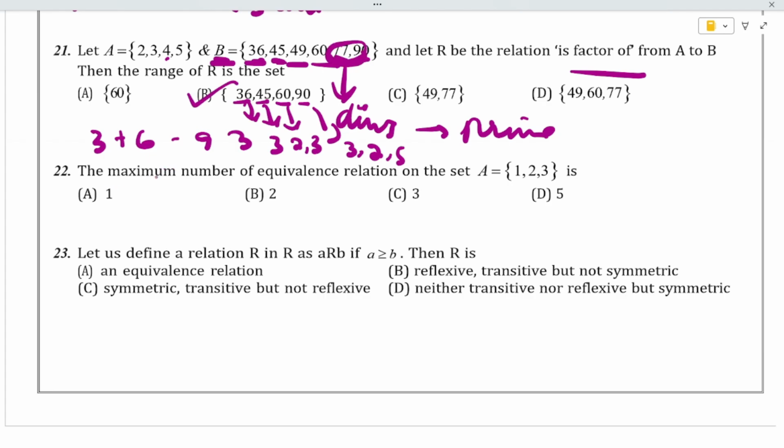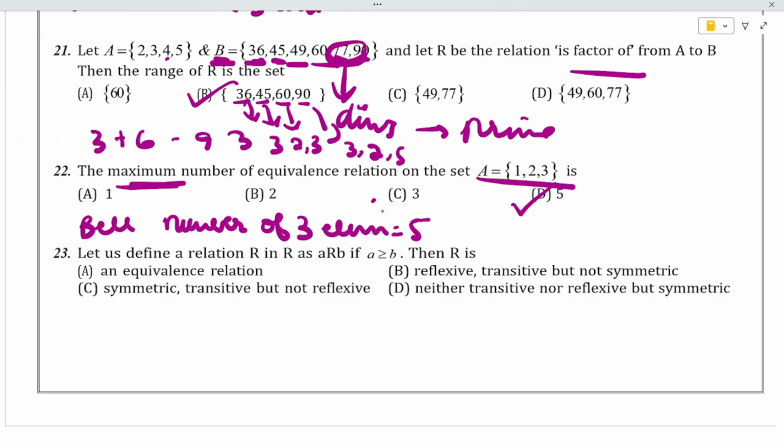Now, the number of equivalence relations in the set A = {1, 2, 3}, that means they have given 1, 2, 3. Okay, now the elements are 3, that means the answer is option C. Oh sorry, they have asked the maximum number, they have not asked just the number. Okay, they have asked the maximum number of, that means the answer is option 5. That means the Bell number of 3 elements will be equal to 5. This is the logic behind this 22nd question.